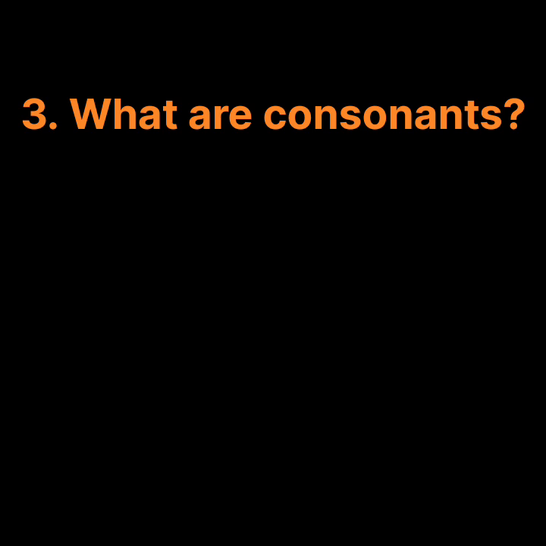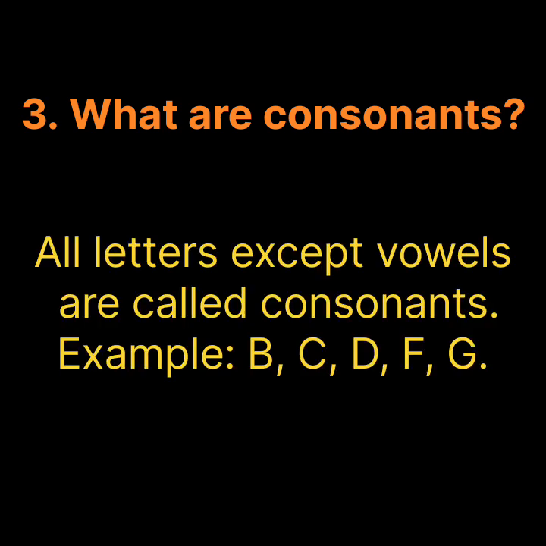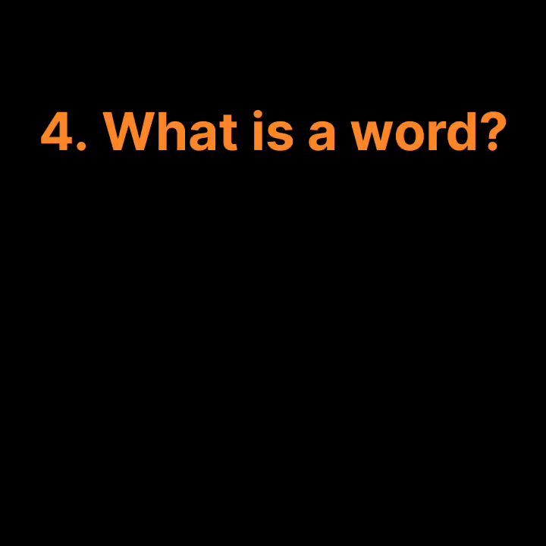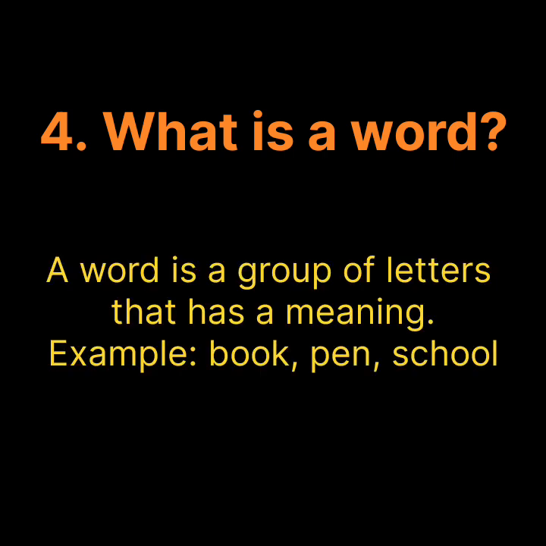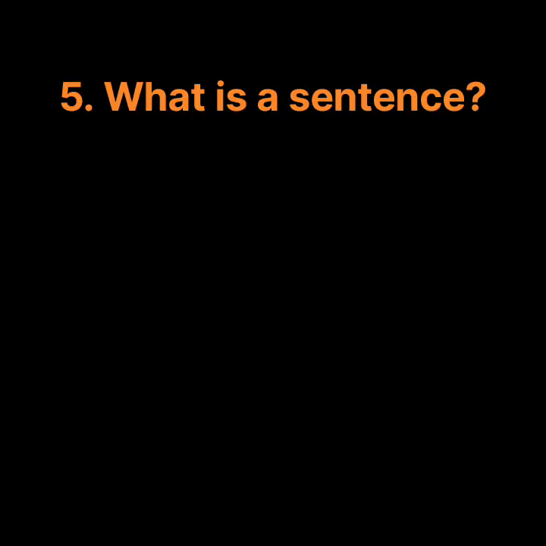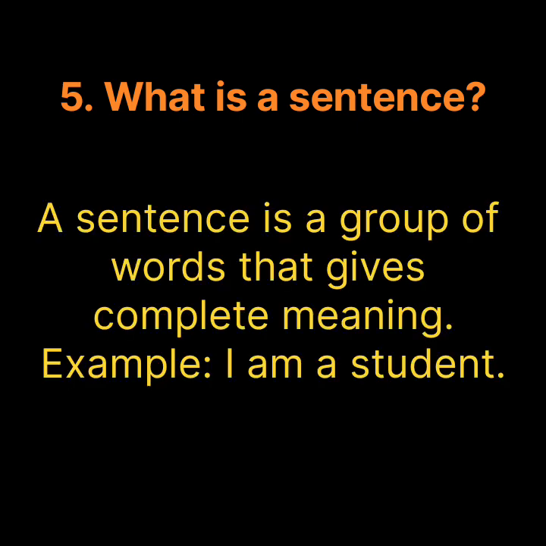What are consonants? All letters except vowels are called consonants. Example B, C, D, F, G. What is a word? A word is a group of letters that has a meaning. What is a sentence? A sentence is a group of words that gives complete meaning. Example I am a student.